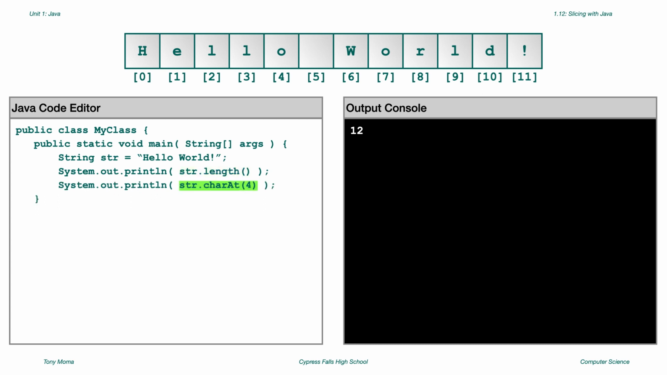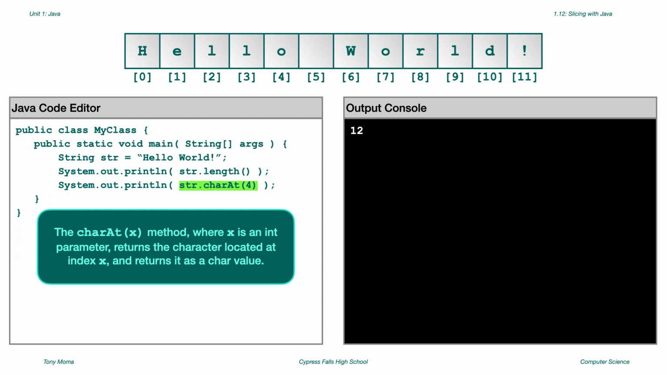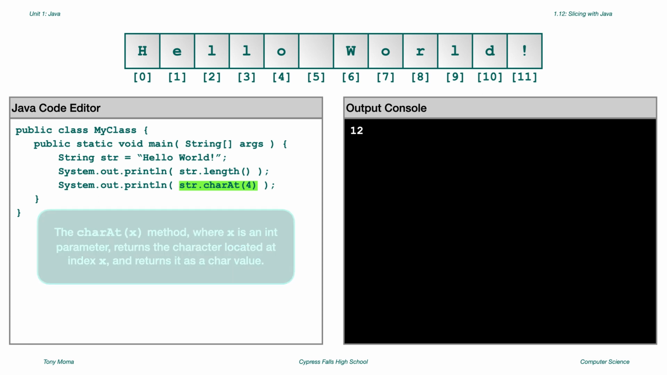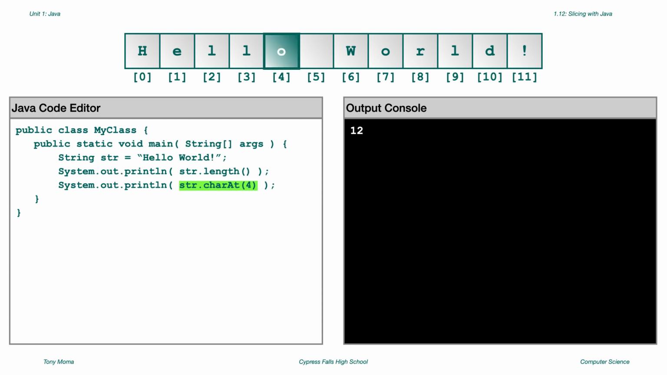The next method is the charAt method. The charAt(x) method, where x is an int parameter, returns the character located at index x and returns it as a char value. In this example, we're looking for the character at index 4. That character is lowercase o. Thus, lowercase o gets returned and printed to the screen.